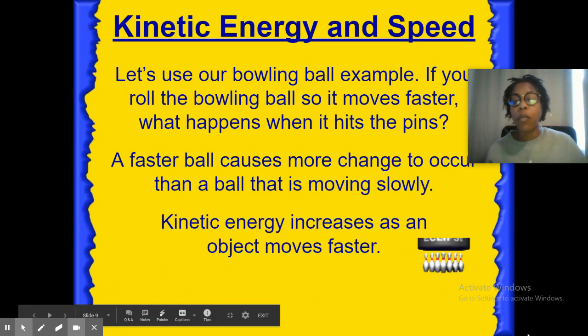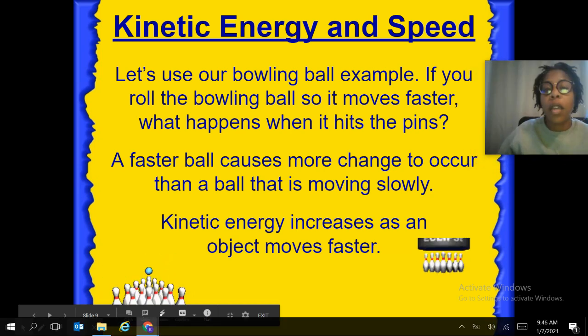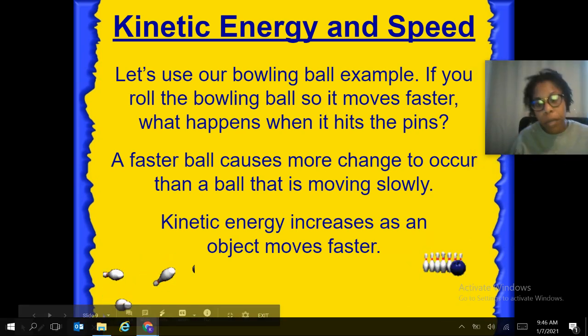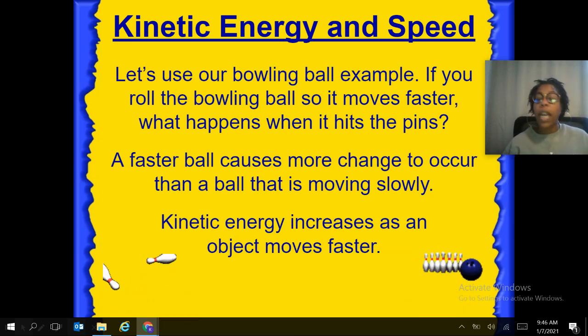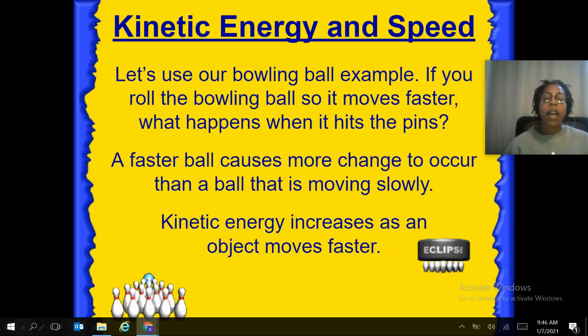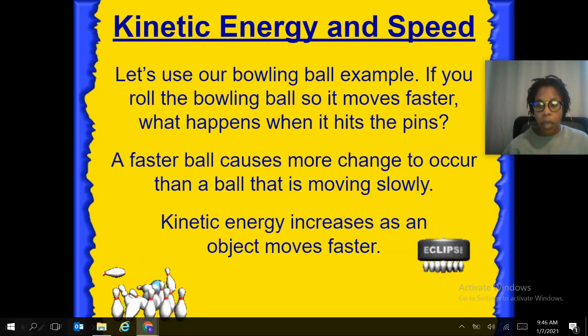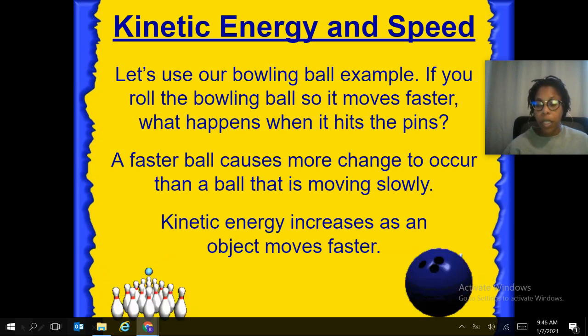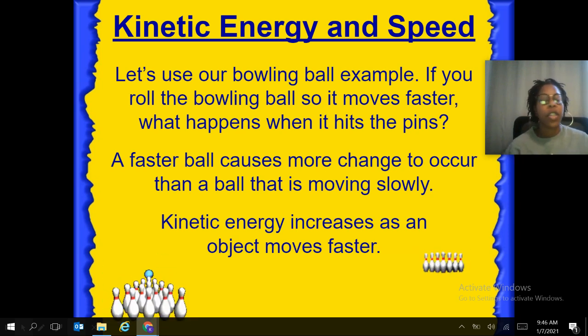All right, so there are some relationships between kinetic energy and speed. We can use a bowling ball as an example. If you roll the bowling ball so it moves faster, what happens when it hits the pins, all right? A faster ball causes more change to occur than a ball that is moving slowly. The relationship that you need to know about is, as speed increases, kinetic energy also increases, all right? They are directly proportional. If speed goes up, kinetic energy also goes up.